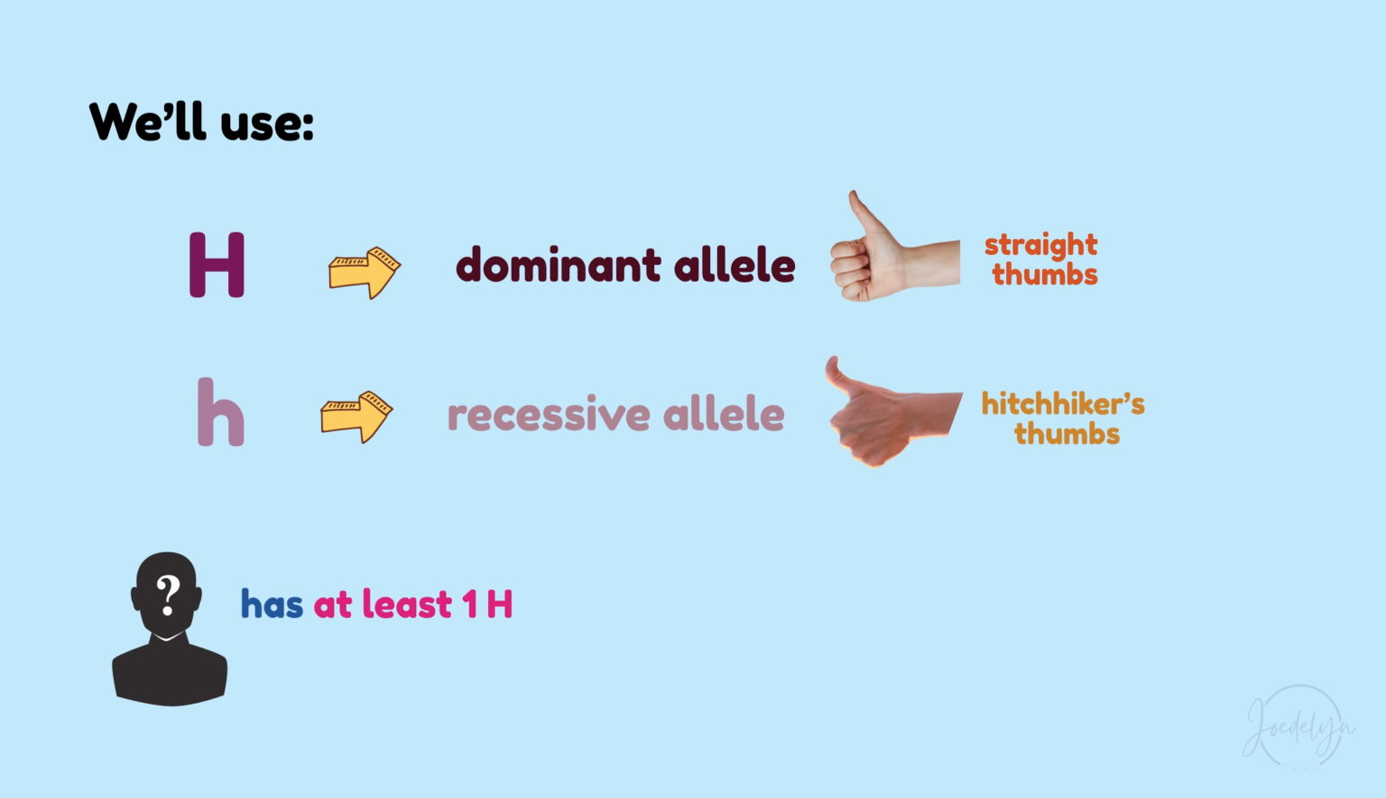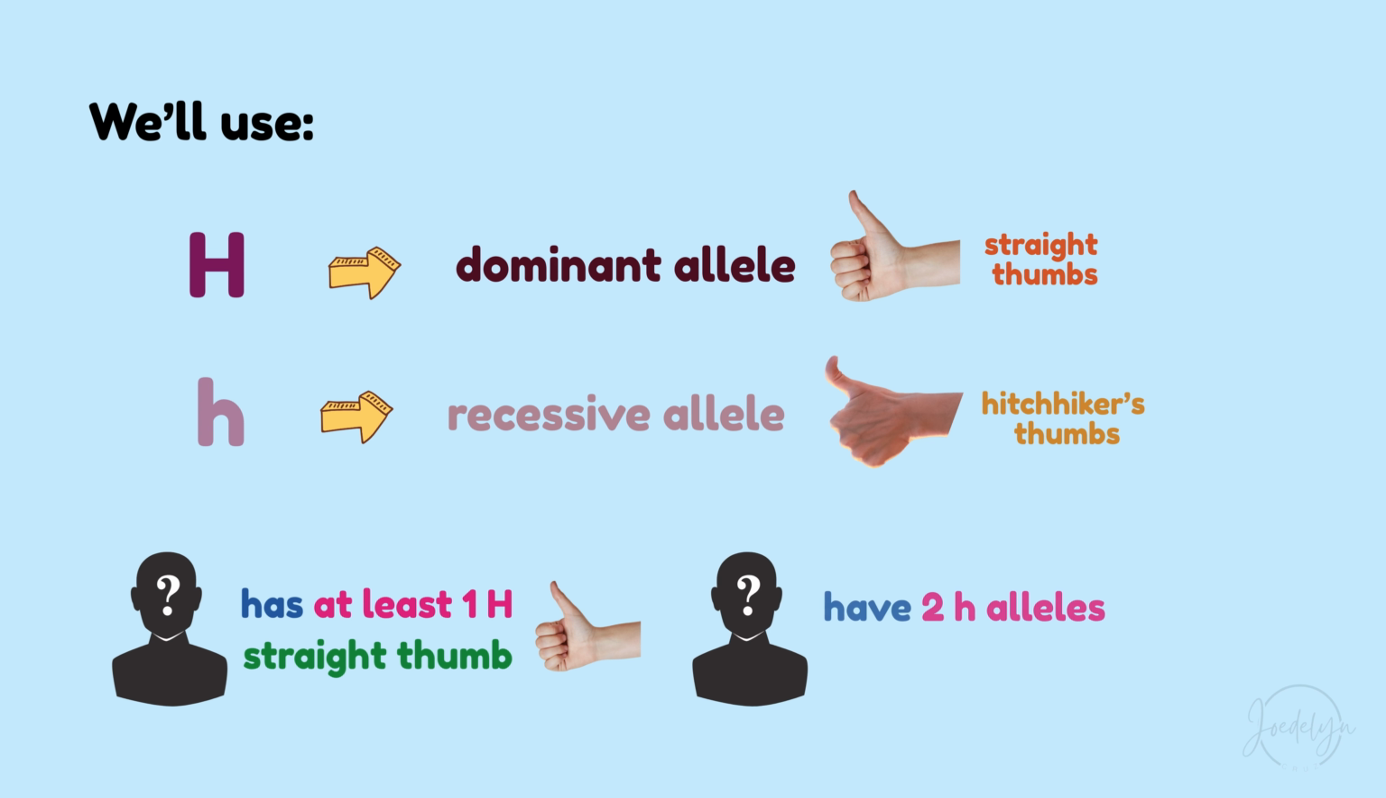If someone has at least one dominant H, their thumb will be straight. Only if they have two recessive h alleles, one from each parent, will they show the hitchhiker's thumb trait.